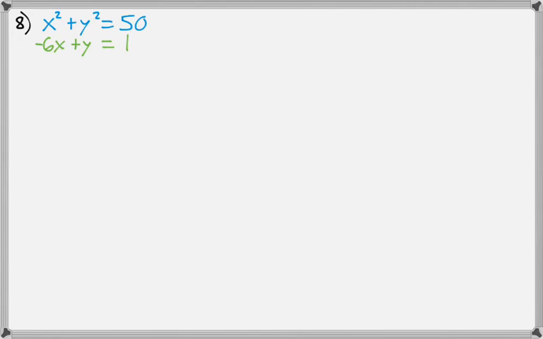Question number 8, we're trying to find the intersection point, and we're trying to use the substitution method. And there could be more than one intersection point. So my first step is to isolate one of my 4 variables, and I'm going to choose to isolate the green y because it doesn't have any coefficient with it. So this is going to be y is equal to 6x plus 1. And then I'm going to substitute this in for y in the top equation.